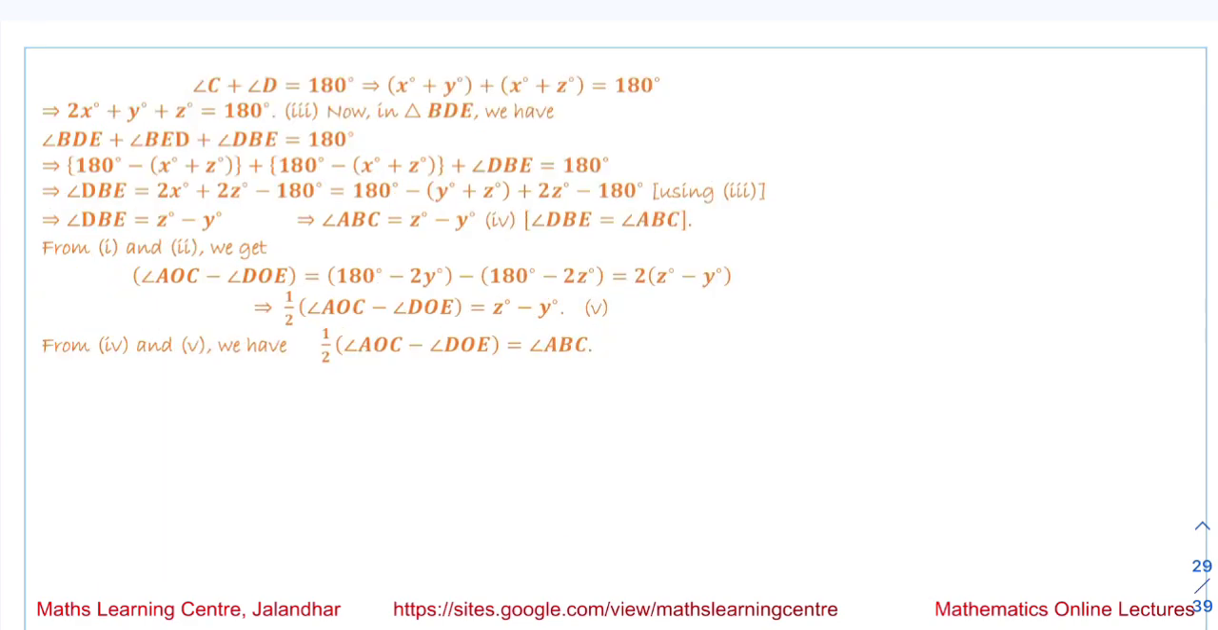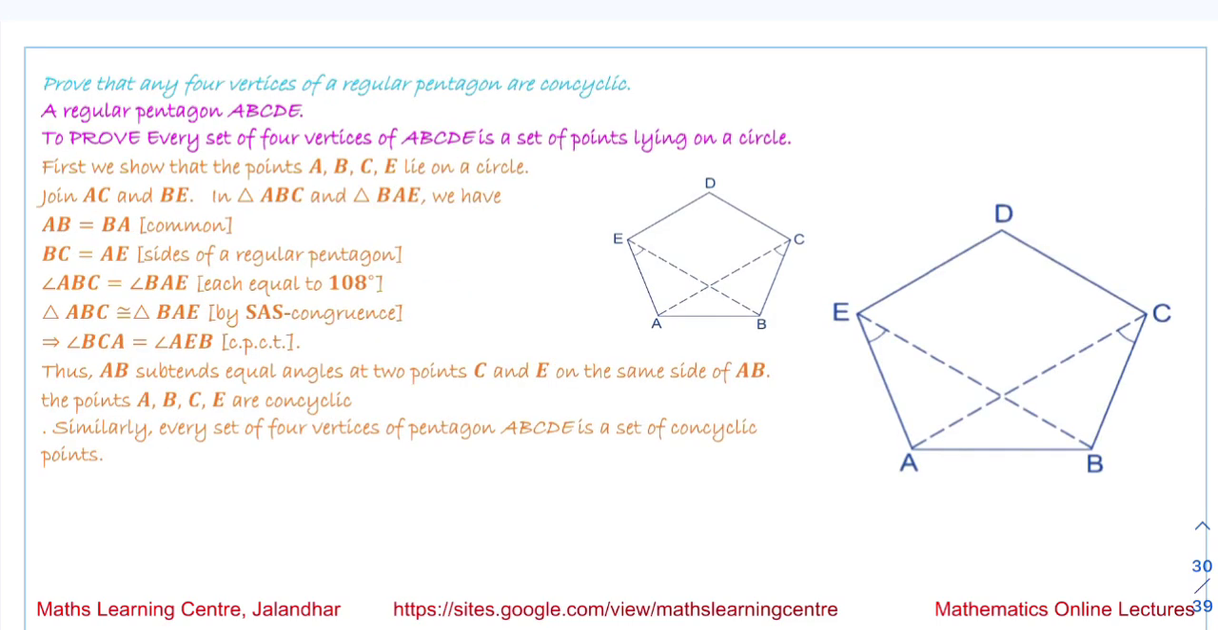Now next we have to prove that if any regular pentagon is given to us, then if we consider any four vertices, they are concyclic. So suppose ABCDE is the regular pentagon that is given to us, and first we are proving that the points A, B, C, E are concyclic. To prove this, we have done the construction over here, that we have joined AC and BE. Now look at the triangles over here. First we are talking about the triangle ABC, and the triangle BAE.